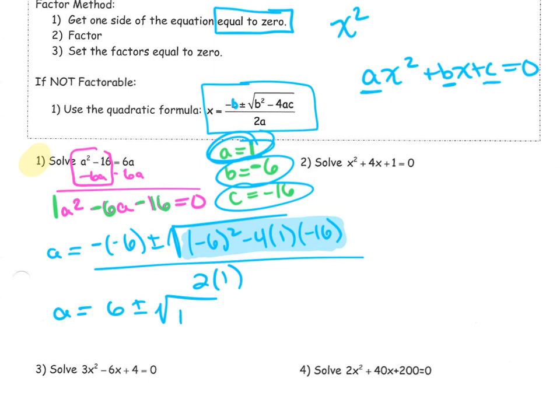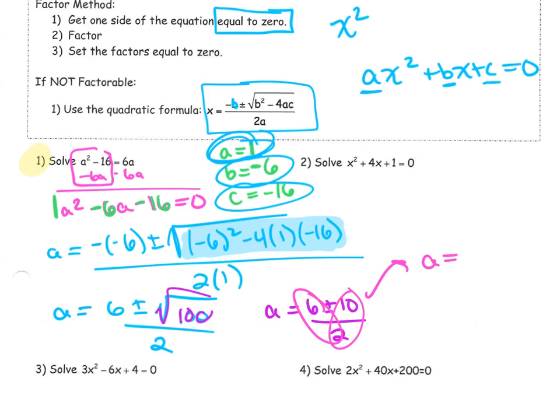And you should end up getting 100 all over 2. Well, this is nice. I know what the square root of 100 is. Square root of 100 is 10. So I have a equals 6 plus or minus 10 over 2. All right, we can start to simplify this using that heart method. I'll have a equals 6 divided by 2 is 3, plus or minus 10 divided by 2 is 5.